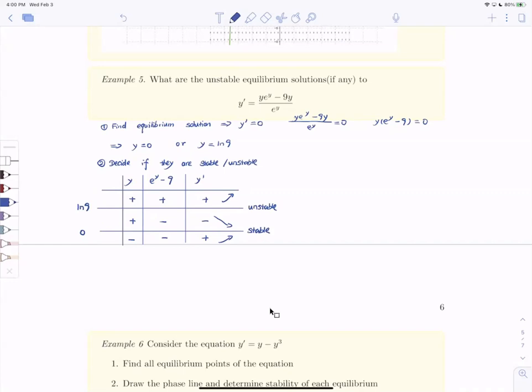Are we always meant to look at this line as the approach to infinity? Yeah, you always look at them as the approach to infinity. So the final unstable solution is just y equals ln 9. Okay?